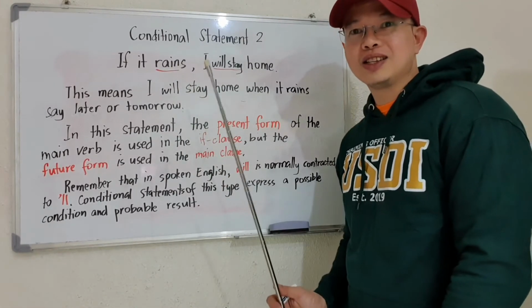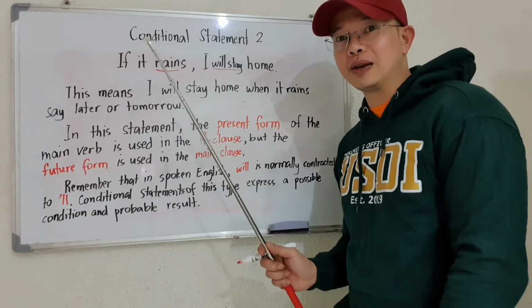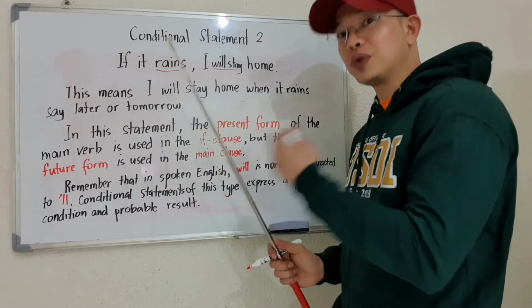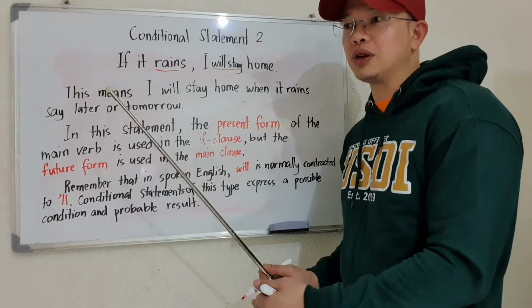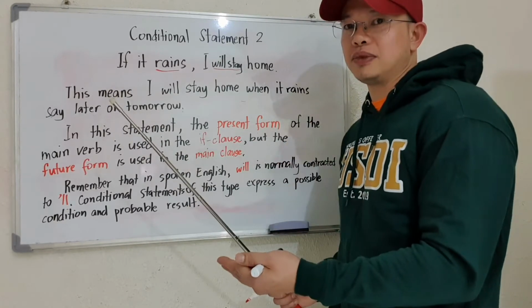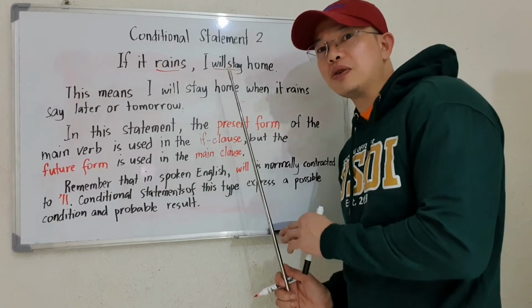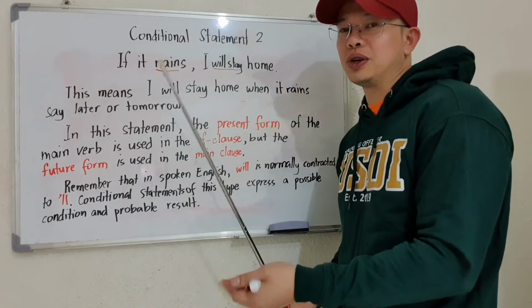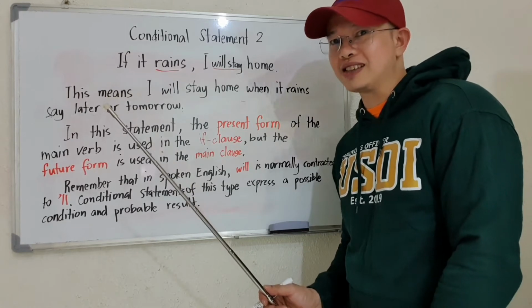What does it mean? It's different from conditional statement 1 because in conditional statement 1, every time it rains, I automatically stay home. So all the time I do that. But in this case, I will only stay home when it rains later or tomorrow. So some other time I may not stay home. That's what it means.